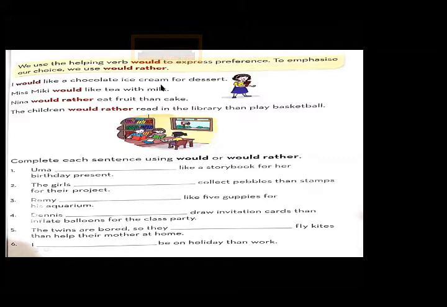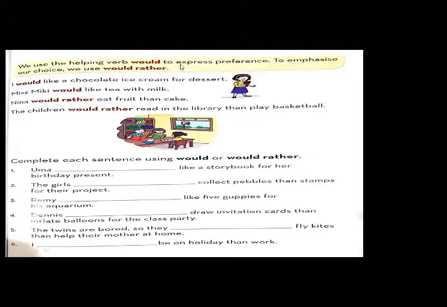Okay, so you are sharing your preference here. Miss Mickey would like tea with milk. Here they are telling you about Miss Mickey, that she would like tea with the milk. She likes the tea with the milk. So here they are sharing the preference of Miss Mickey, that Miss Mickey likes tea with the milk.